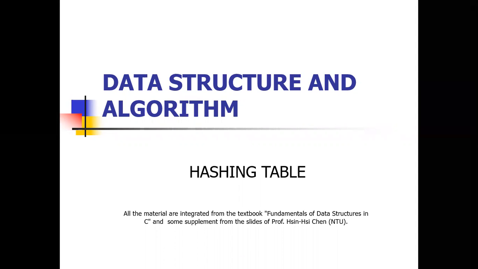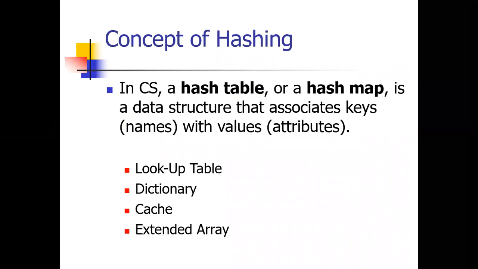Today, I want to discuss something on hashing tables with regards to data structures and algorithms. To begin with, I would like to understand the concept of hashing. In computer science, or CS, a hash table or hash map is a data structure that associates keys, that is the names, with the values, or rather attributes.